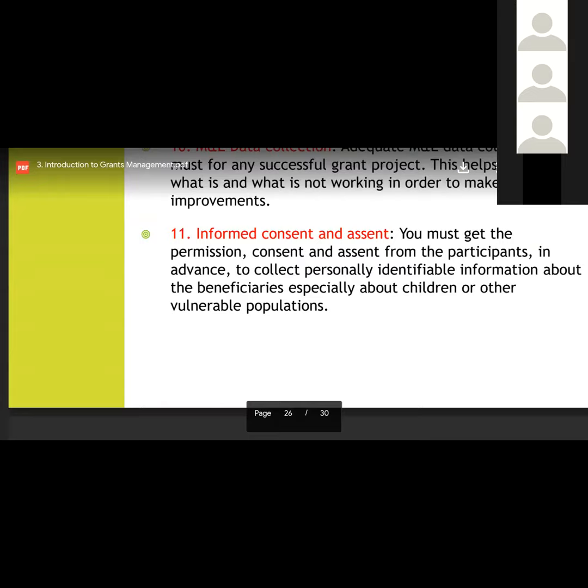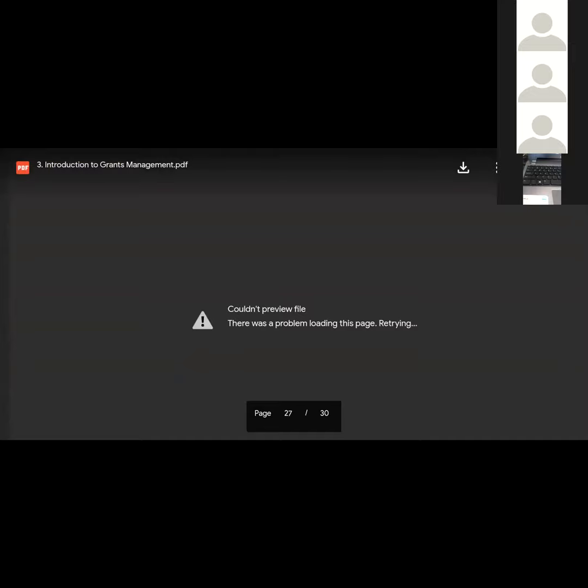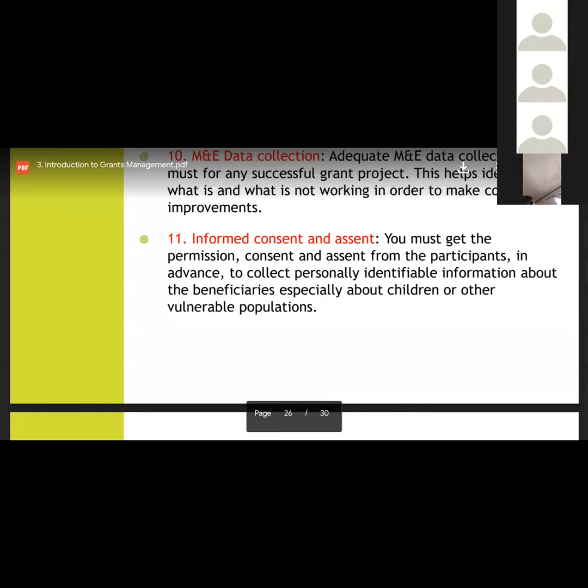Now, the last thing that we need to note is the issue of informed consent and assent, where it is important for us to get permission, consent and assent from participants in advance, so that we are able to collect personally identifiable information about the beneficiaries, especially about children or other vulnerable populations that we are going to deal with. So informed consent and assent is also a key characteristic that we need to be familiar with. And it is important to always ensure that we get that as much as possible. That's basically what we were looking at. Looking at informed consent and assent, it is always good to make sure that we get permission, consent and assent from the participants. So it's good to understand that as much as possible.